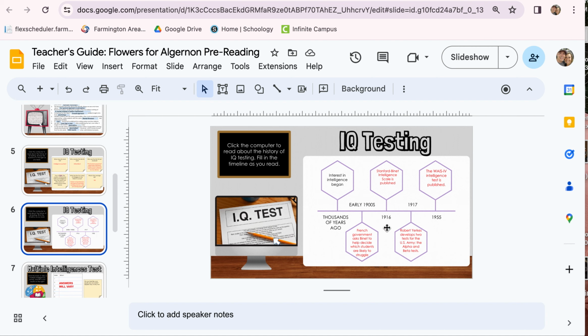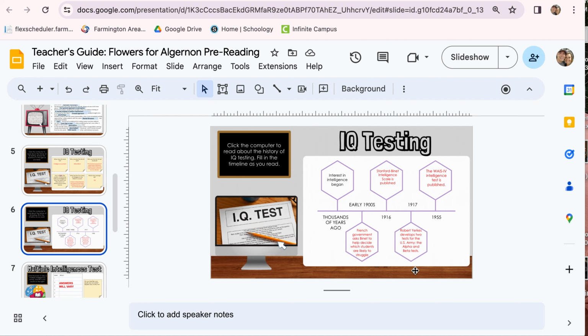Then we've got a timeline. Thousands of years ago, interest in intelligence began. So people actually cared about intelligence before we had a rhyme or reason or testing or research or anything about it. People knew that there were discrepancies between people's intelligence. In the early 1900s, the French government asks Binet to help decide which students are likely to struggle. And that's when he starts to think about creating this IQ test. In 1916, the Stanford-Binet intelligence scale is published, so he calls it after himself.